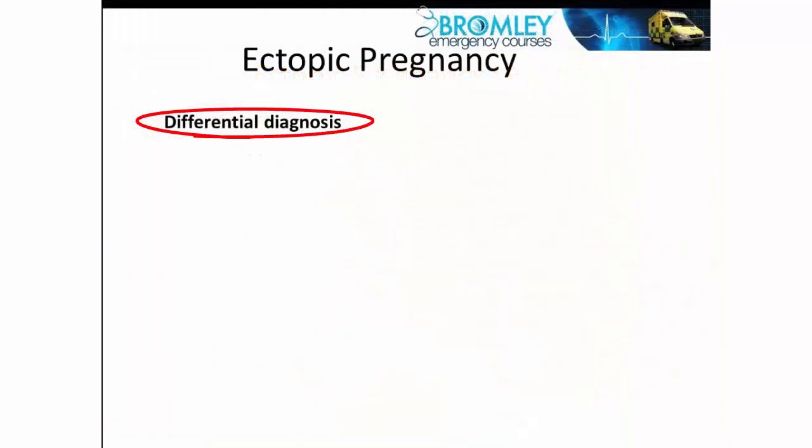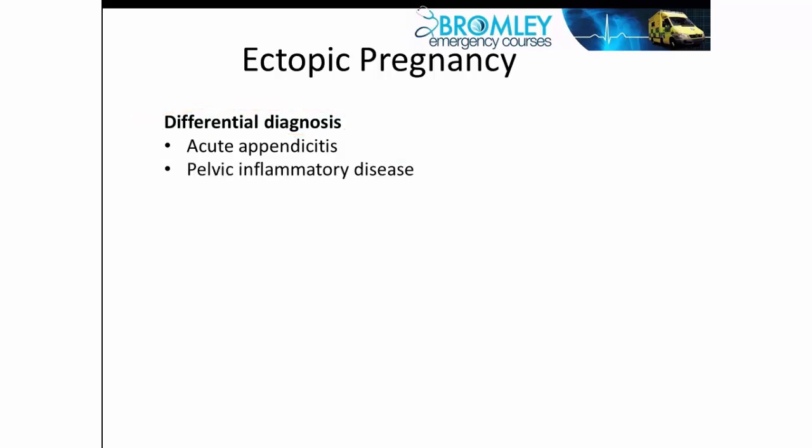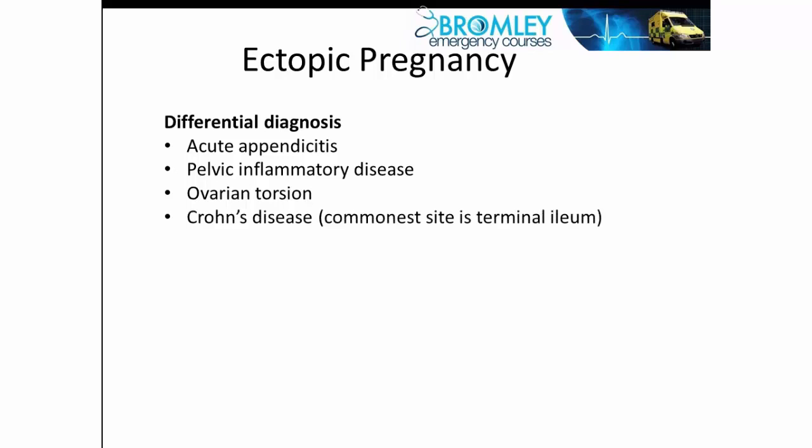Differential diagnosis, ectopic, fairly straightforward. Other causes of lower abdominal pain: acute appendicitis, PID, torsion of the ovaries, Crohn's disease. Now, Crohn's disease can have quite an acute presentation, often in the lower right side of the abdomen because of the terminal ileum. And of course, femoral hernias in women can be quite small and difficult to spot, and they can of course present with lower abdominal pain.